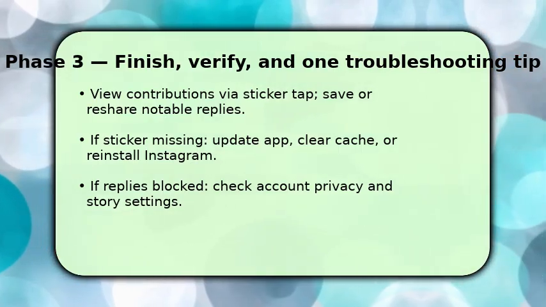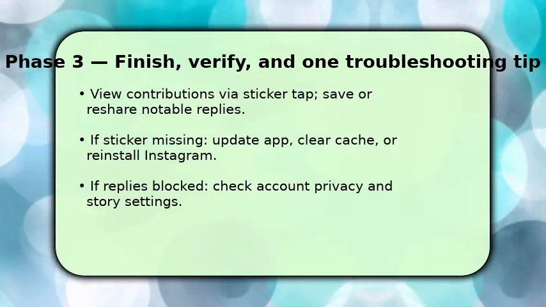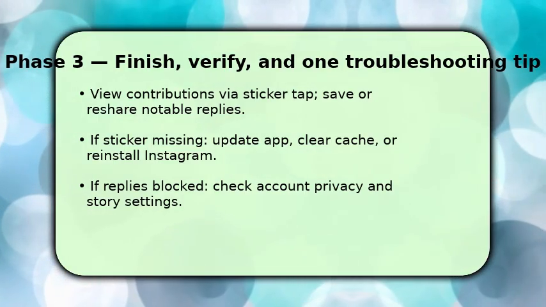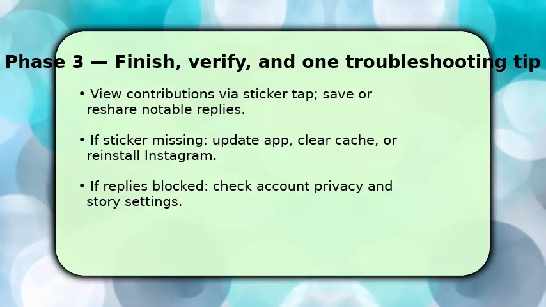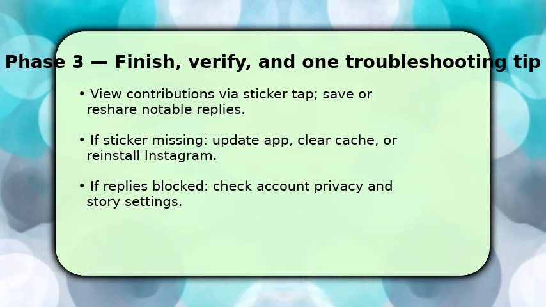If you see no replies, make sure your story privacy isn't restricted and your prompt is inviting. Adjust wording and repost if needed. Lastly, monitor for spam and remove any unwanted posts. Moderation keeps the chain healthy.